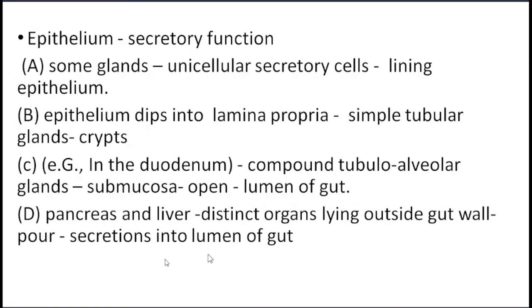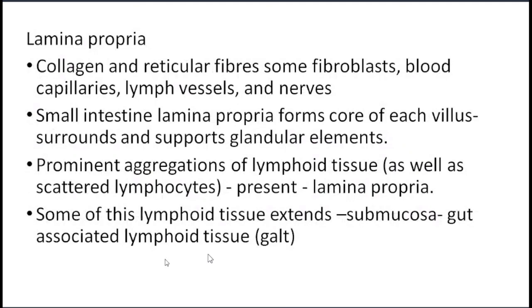So that is your first layer, the lining epithelium. Now coming to the lamina propria. What will be in the lamina propria? Mostly the lamina propria is made up of collagen fibers and reticular fibers. Here you will also get some fibroblasts and blood capillaries. You asked me whether blood vessels are present. As this lamina propria is made up of collagen fibers and reticular fibers, there are some fibroblast cells, some blood capillaries, some lymph vessels, and nerves can also be seen in this layer.